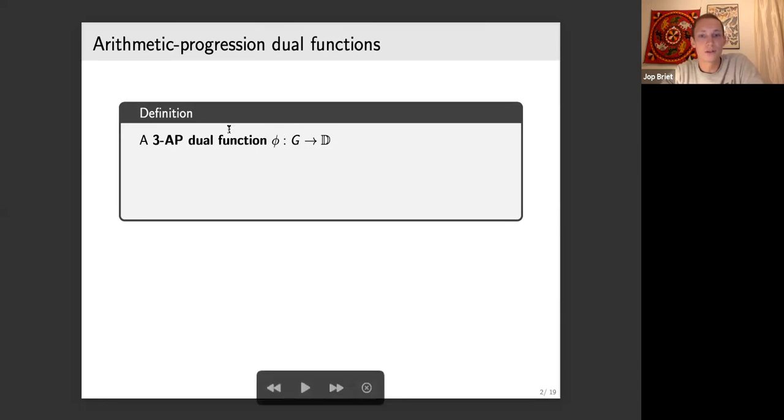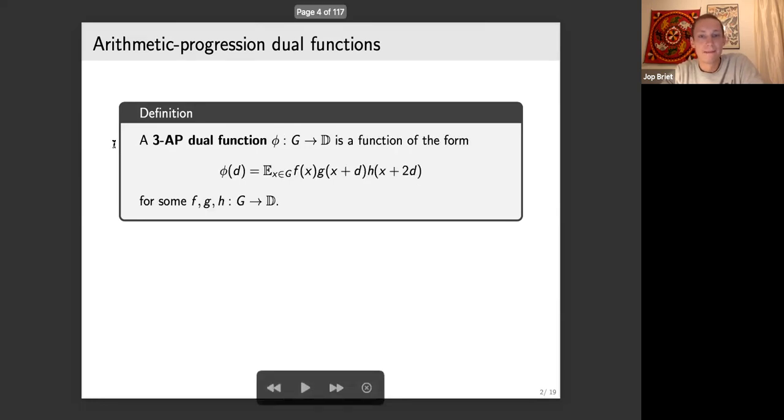And so a dual function is a function of a particular form, shown here. It depends for its definition on a triple of other functions, f, g, and h, and it's given by the average of the product of f and g and h, where you evaluate this triple of functions on the points of a three-term arithmetic progression. The average is taken over the starting point of the progression, and the value of the dual function is given by the common difference d of the progression.